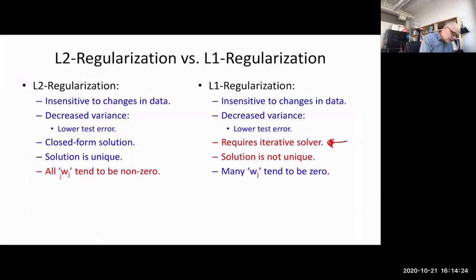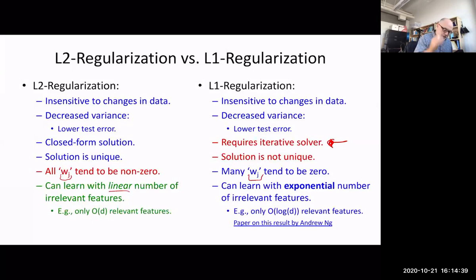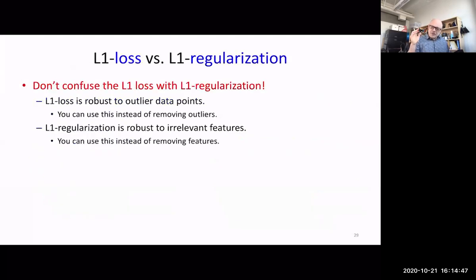In L2 regularization, the WJs, the parameter values, tend not to be actually equal to zero. With L1 regularization, they do tend to be zero. With L2 regularization, you can learn with a linear number of irrelevant features. And a result by Andrew Ng basically shows that you can learn with an exponential number of irrelevant features if you do L1 regularization. Okay. What is important is that you recognize that L1 regularization can be used to do simultaneous regularization and model learning, basically. But don't confuse L1 loss with L1 regularization.